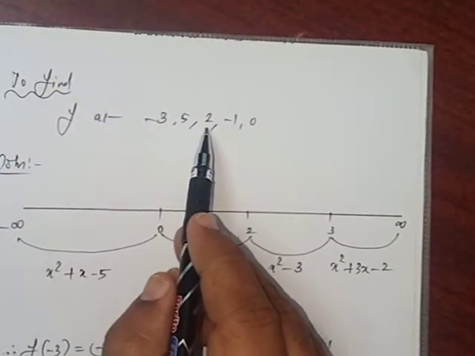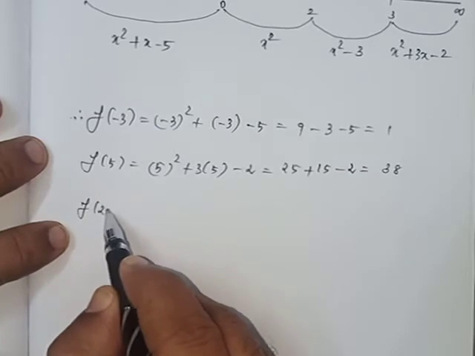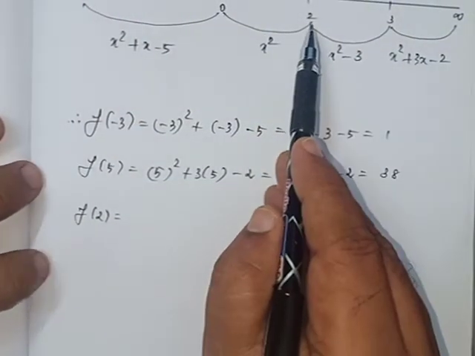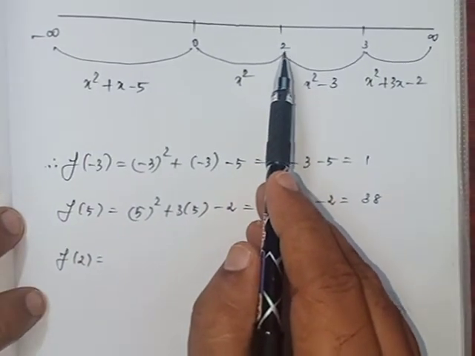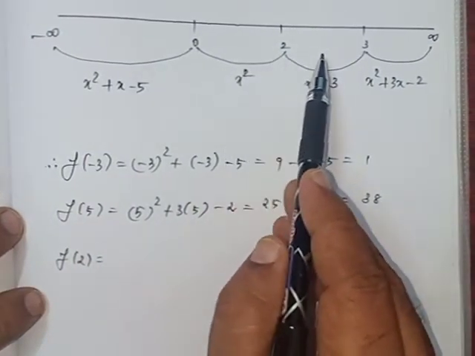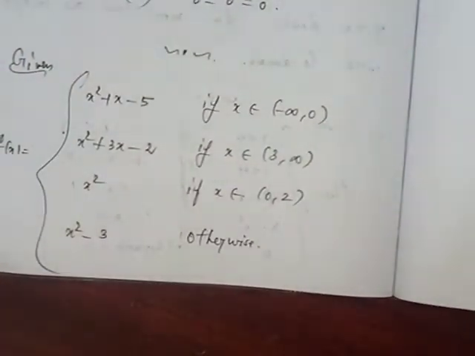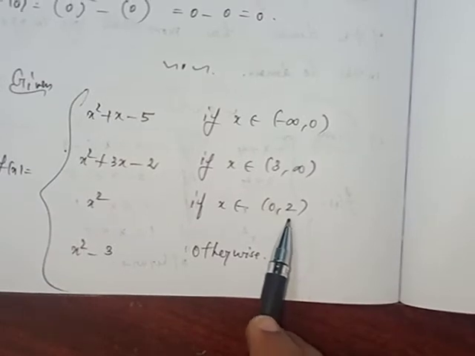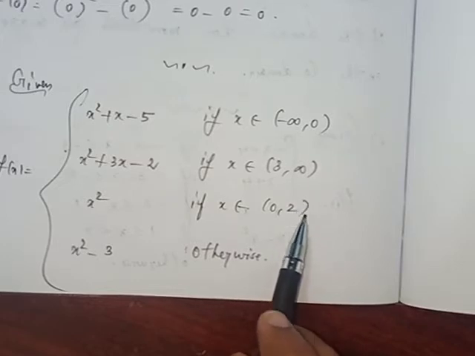Next one, you have to find f of 2. Here 2 is here. We have to verify that 2 lies in this interval or in that interval. How to verify? Look at the question. Here only 2, but 2 has been excluded. Look at that, it is a right open bracket.